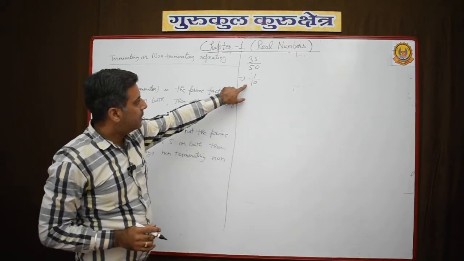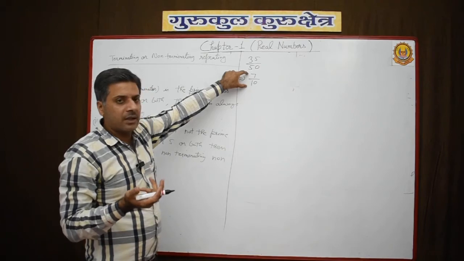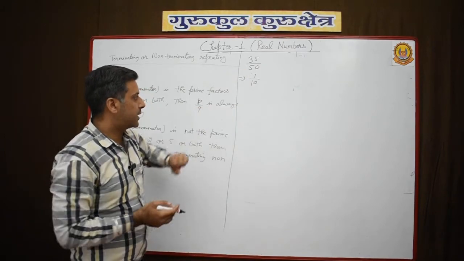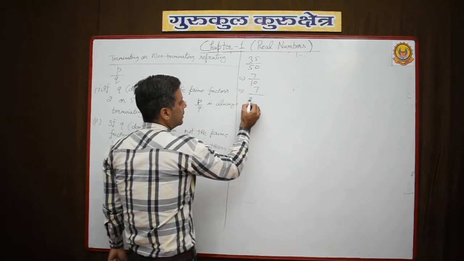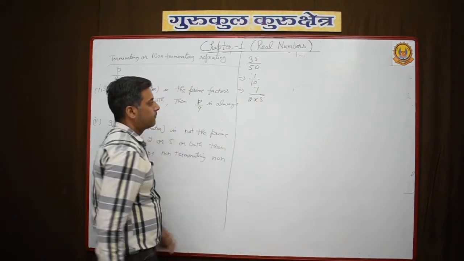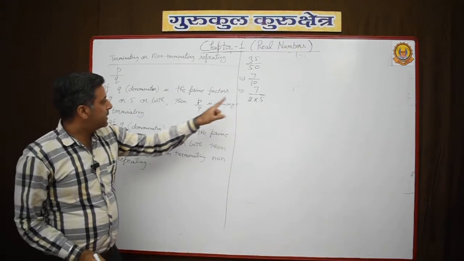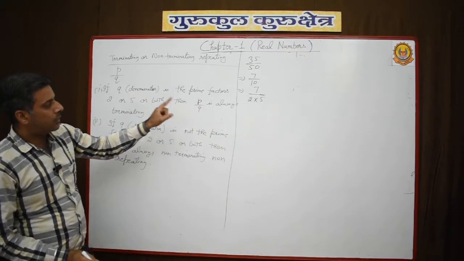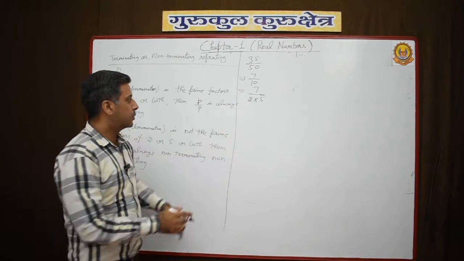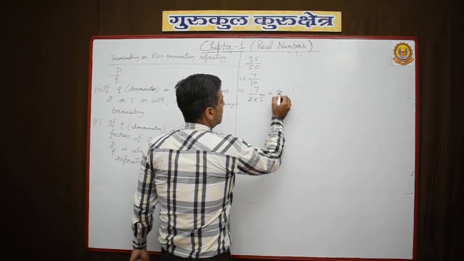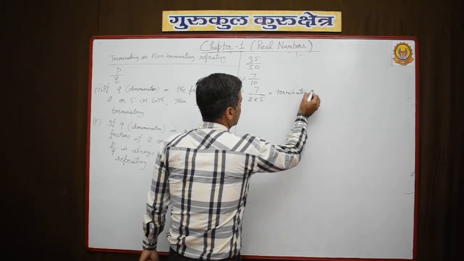Now look here. These two numbers do not have any common factor other than 1. So now you have to check the denominator. Make the prime factors of 10: 2 into 5. If the denominator has factors 2 or 5 or both, here both factors 2 and 5 are there. So it means this is a terminating decimal expansion.